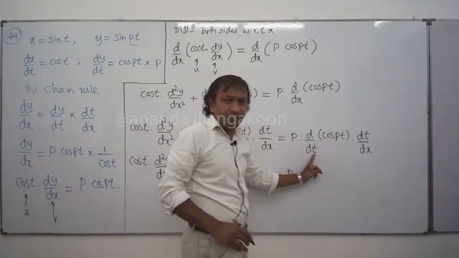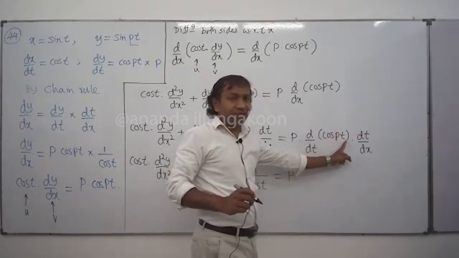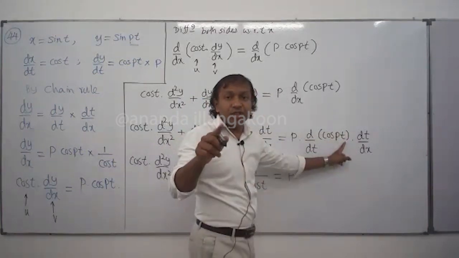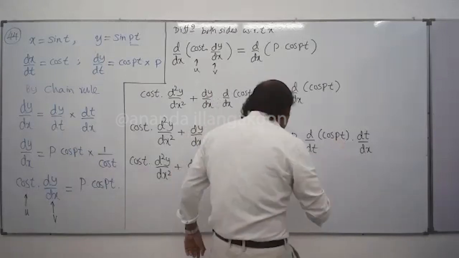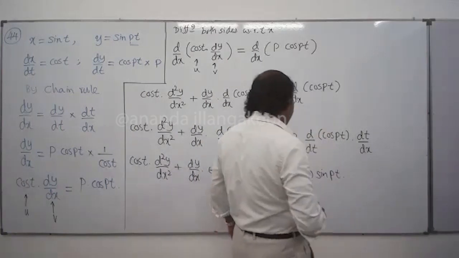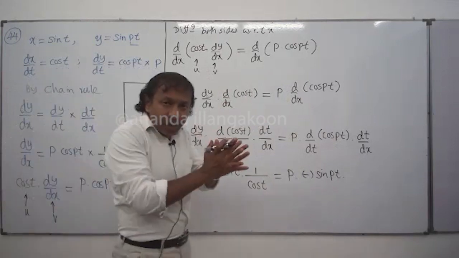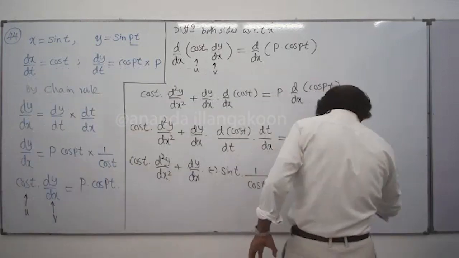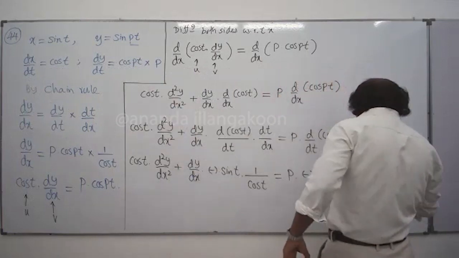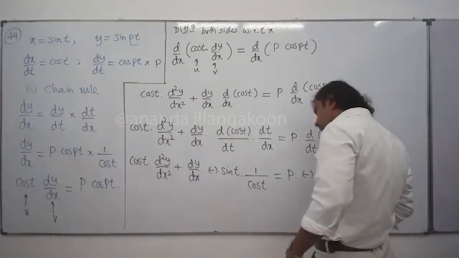Now come to this, equals p times cos pt. When you differentiate with respect to t, the cos derivative is minus sin pt first. Then that should be multiplied by the derivative of pt. The derivative of pt, since p is a constant, is p. Then p times minus sin pt. And dt upon dx is 1 over cos t. Up to here we got, right?